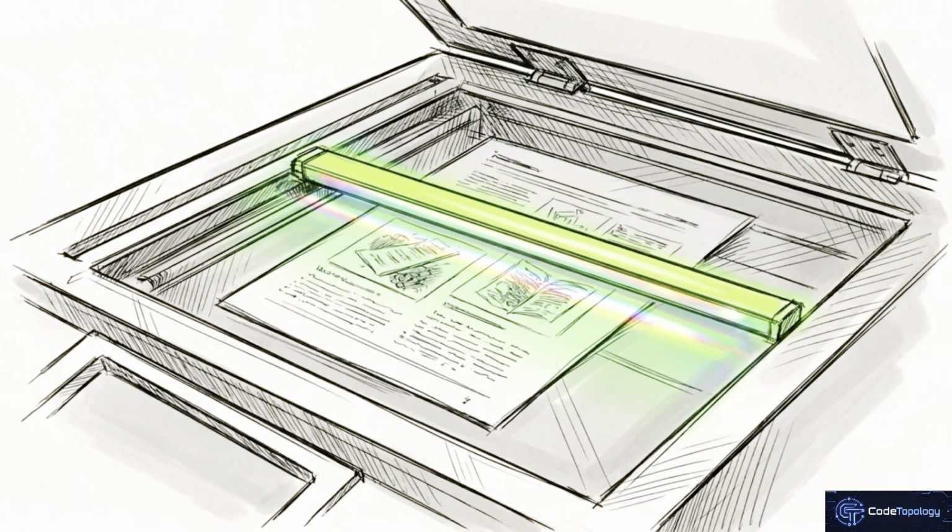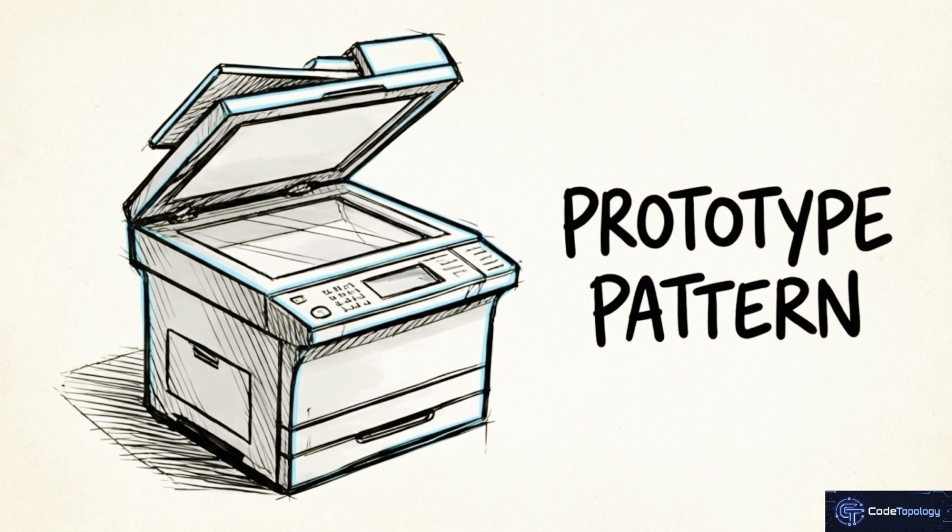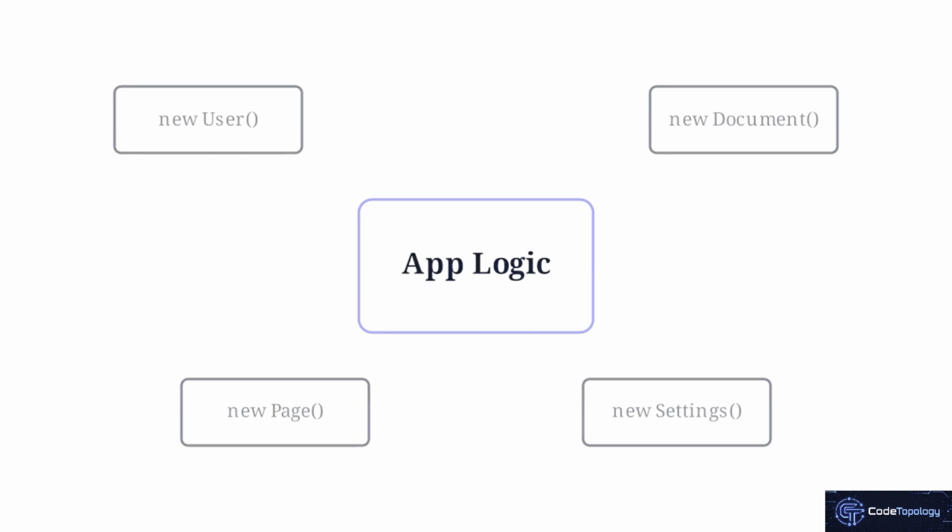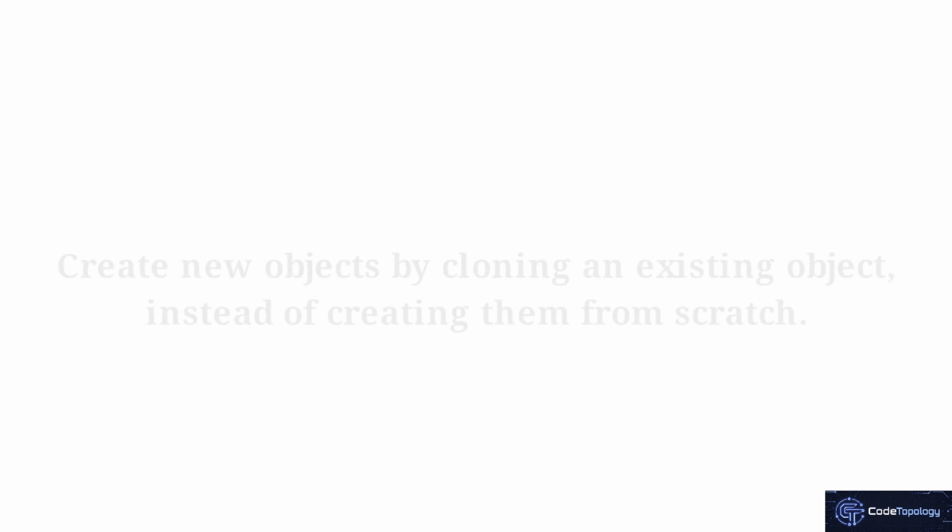Take the original document, hit Start, and run your copies. You don't rewrite the text from scratch each time. In software architecture, that exact operational logic maps to the prototype pattern. Without prototype, developers use hard-coded constructors, forcing rewrites when requirements change.